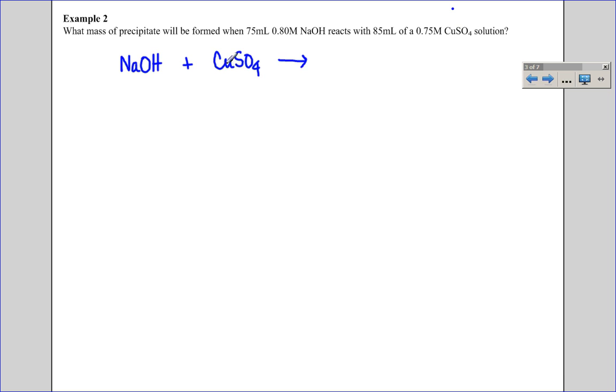So we've got our copper, which in this formula is 2 plus because of the sulfate, which is 2 minus. And I'm going to combine that with the hydroxide, which is 1 minus. So the copper hydroxide that's produced here is Cu(OH)2. And the other product is sodium sulfate. Sodium has a +1 charge, and sulfate is -2 in its charge, so we produce Na2SO4.